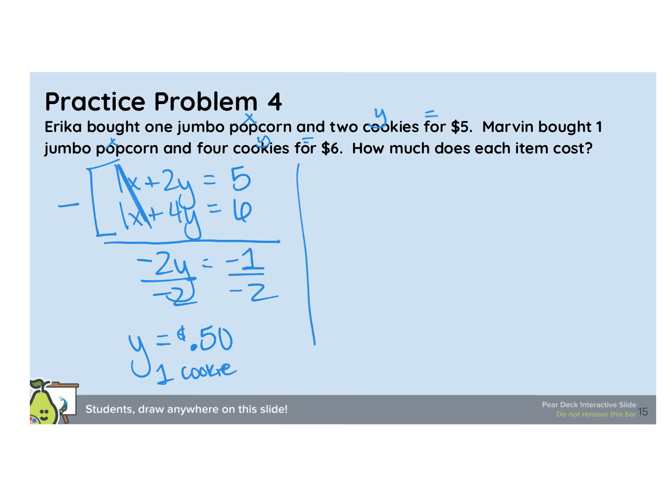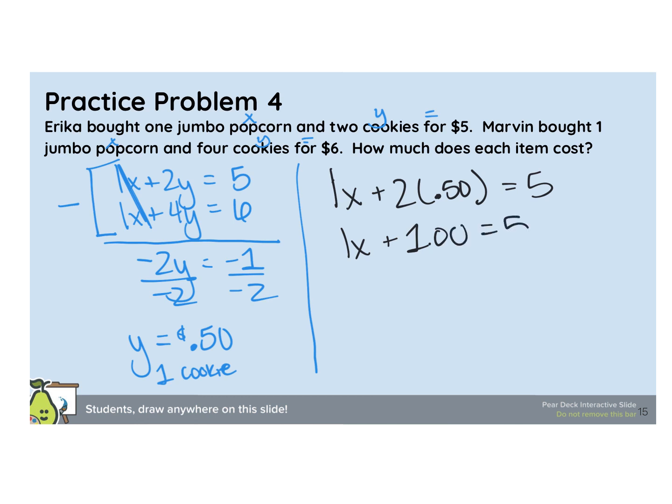Now we've got to figure out what X is, sorry. I like equation 1. So 1 popcorn plus 2 cookies is $5. 50 cents twice is $1. Sorry for all the mistakes. So 1X plus 1 is 5. Subtract the dollar on both sides, and we get X equals $4.